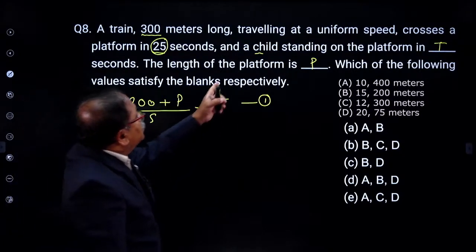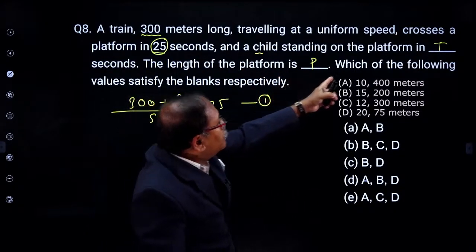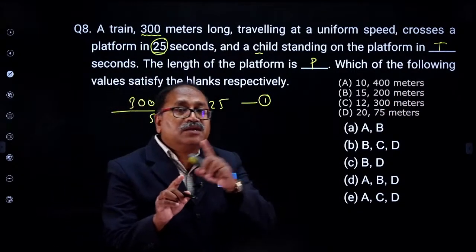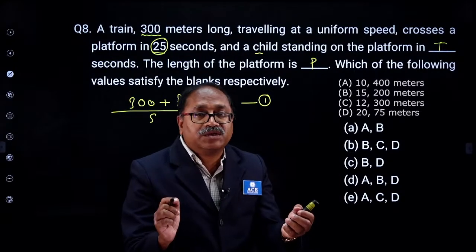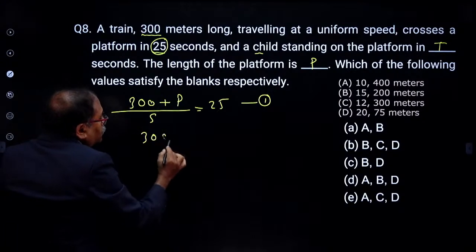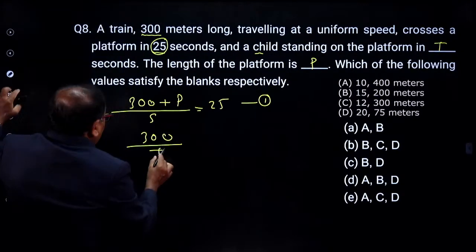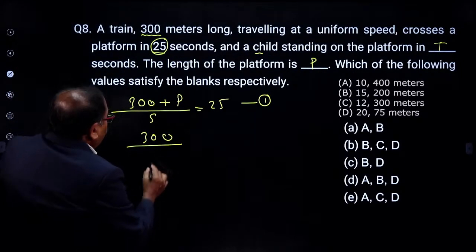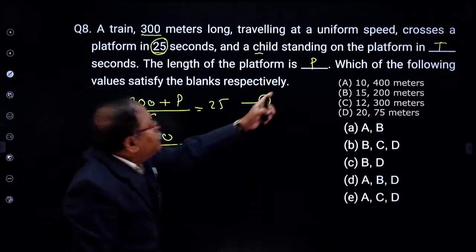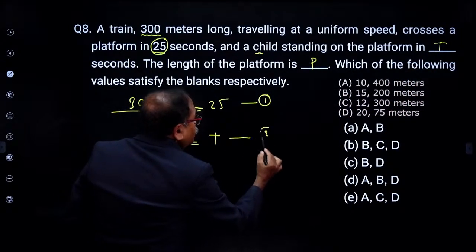And he crossed the child standing on the platform in t seconds. So while it is crossing the child, it is crossing its own length. Everyone knows it. So in the second case, 300 meter is the length of the train. So that is 300 by S, speed, which is equal to t, the time taken to cross the child. So this is your second equation.